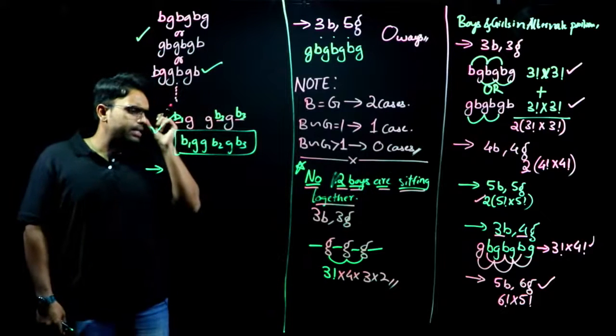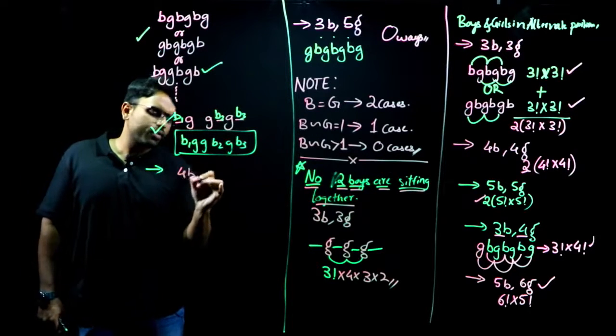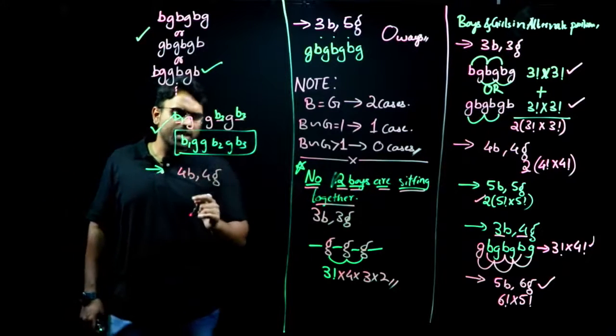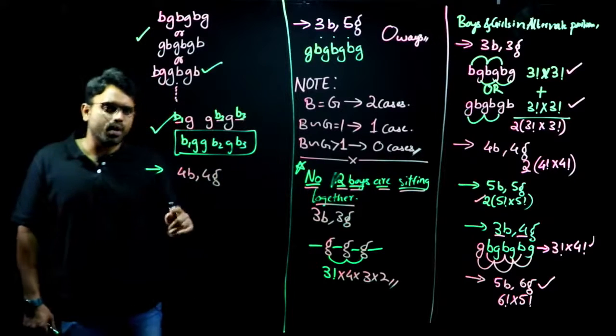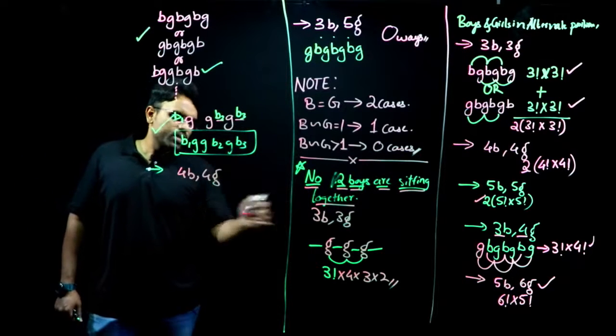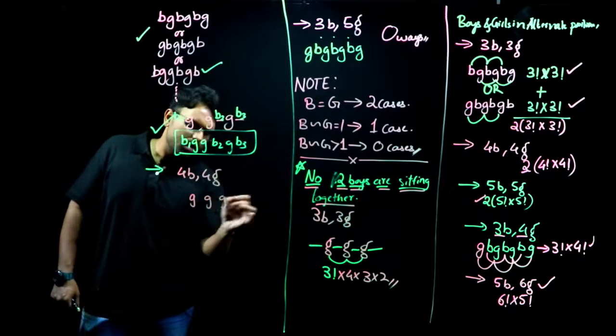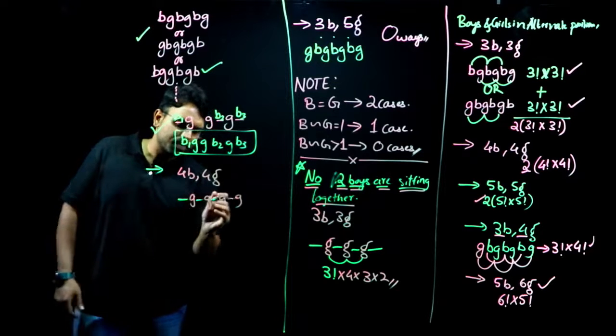It says something like this. Let's say there are 4 boys and 4 girls. In how many different ways can they be arranged such that no 2 boys are sitting together? What will you do now? 4 boys and 4 girls. So I'll quickly place my girls: girl, girl, girl, girl. Next step I'll do is create spaces between them.